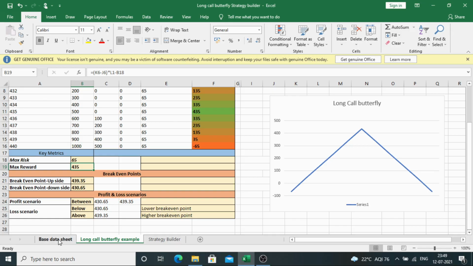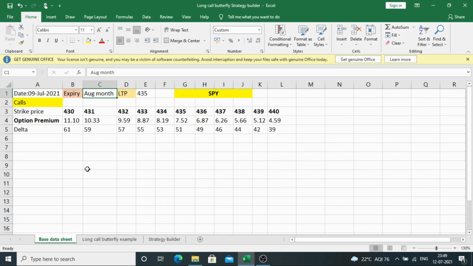Let's go back to the base sheet. If you see 431, the delta is 59. That means there is a 59% chance that it will go above 431. Similarly, there is a 42% chance that the closure will be above 439. But for us, it needs to be between 431 and 439. I don't want it to go beyond this, so that I cannot make a loss. If it goes beyond 439, my position will be in loss.